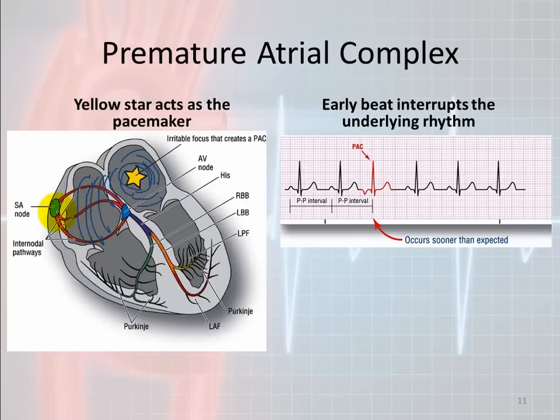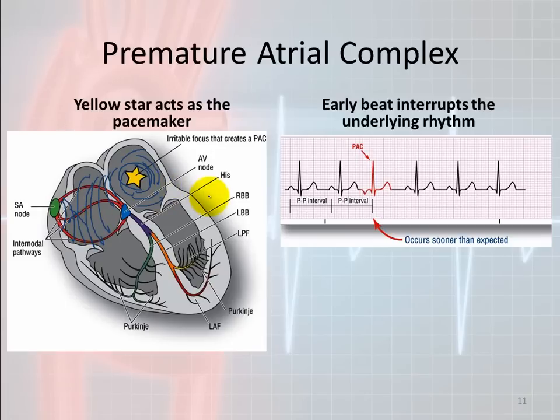Now, it could re-depolarize the SA node, or it may not re-depolarize the SA node. If the SA node depolarizes shortly after this ectopic area depolarizes, the SA node will start sending out its wave of depolarization, and when these two hit, they will actually cancel each other out. So there's a couple different things going on there with the PAC.